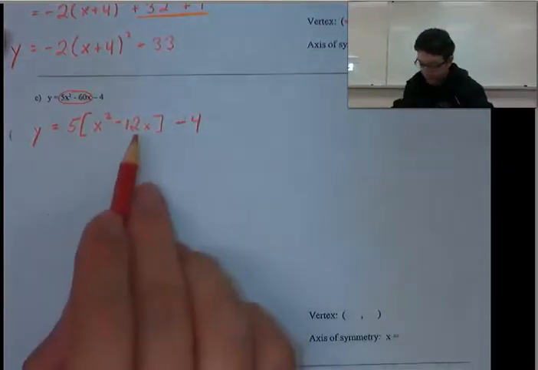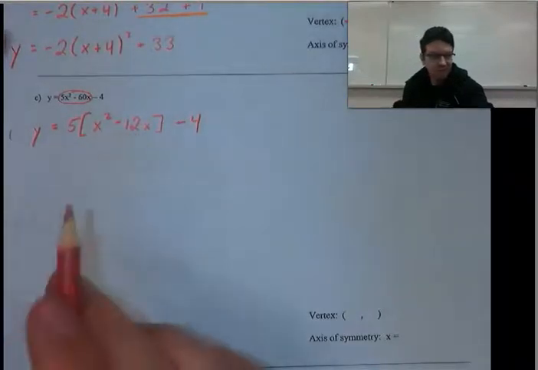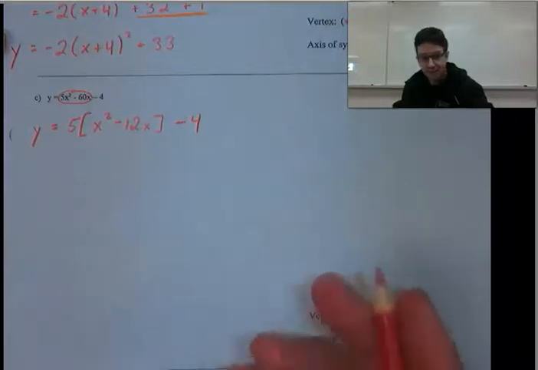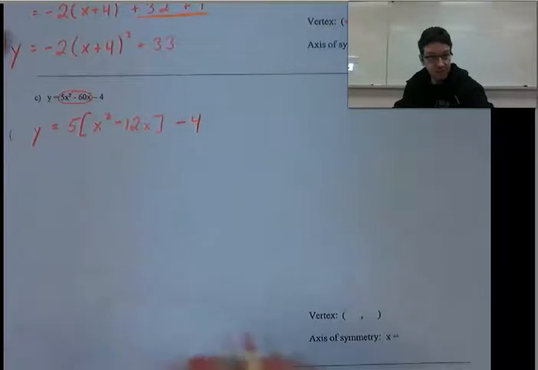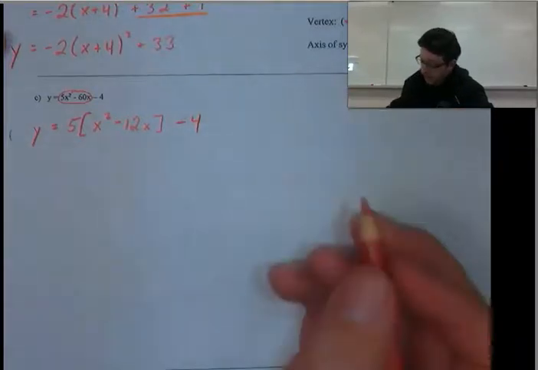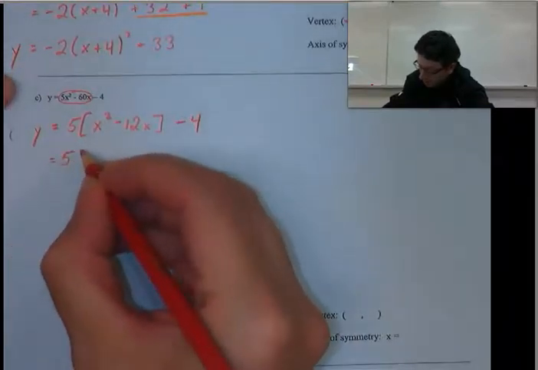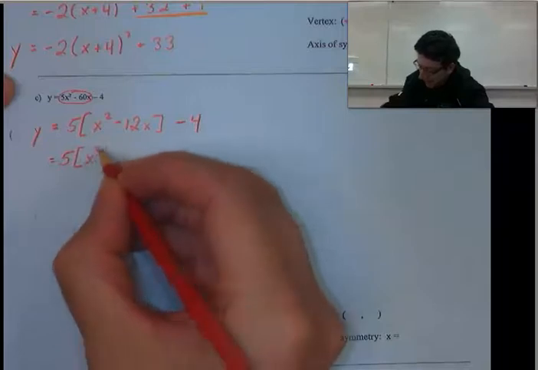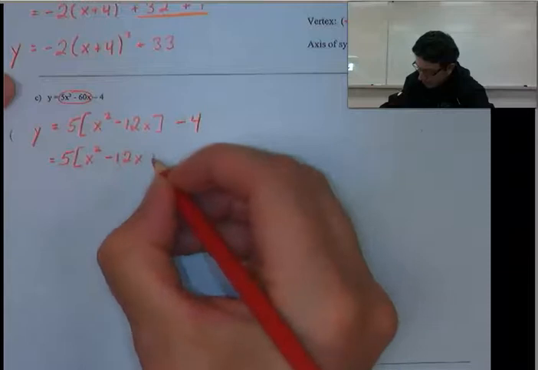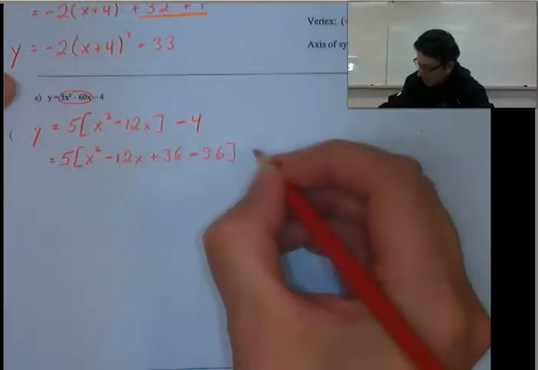So now I need to look at this middle term. So 12. Just going to look at the 12. So 12 divided by 2 is 6. And then 6 squared is 36. You don't have to keep writing it on the side. But it's going to be 36. So what we'll do is we will add and subtract 36. Plus 36 minus 36. And we still have that -4.